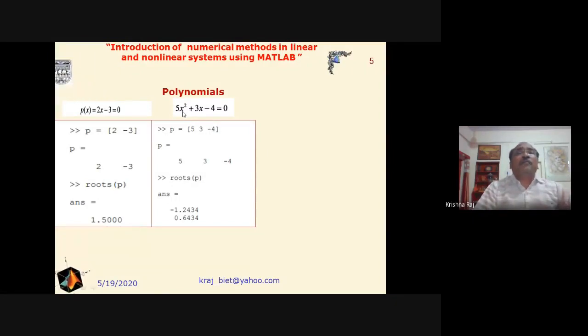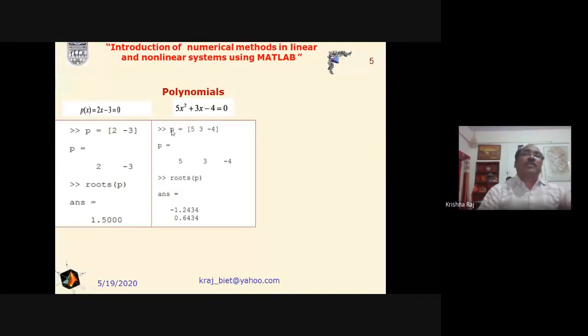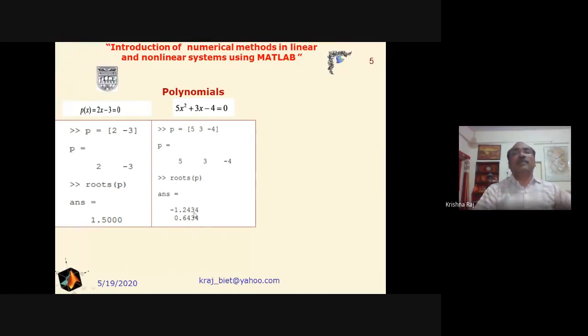Now if we consider a second order equation, that is, the maximum power is 2, again the same procedure has to be followed. Now p is nothing but 5, 3, minus 4. We have defined the polynomial. The next step is to get the roots. Just write here roots and we will get the roots.